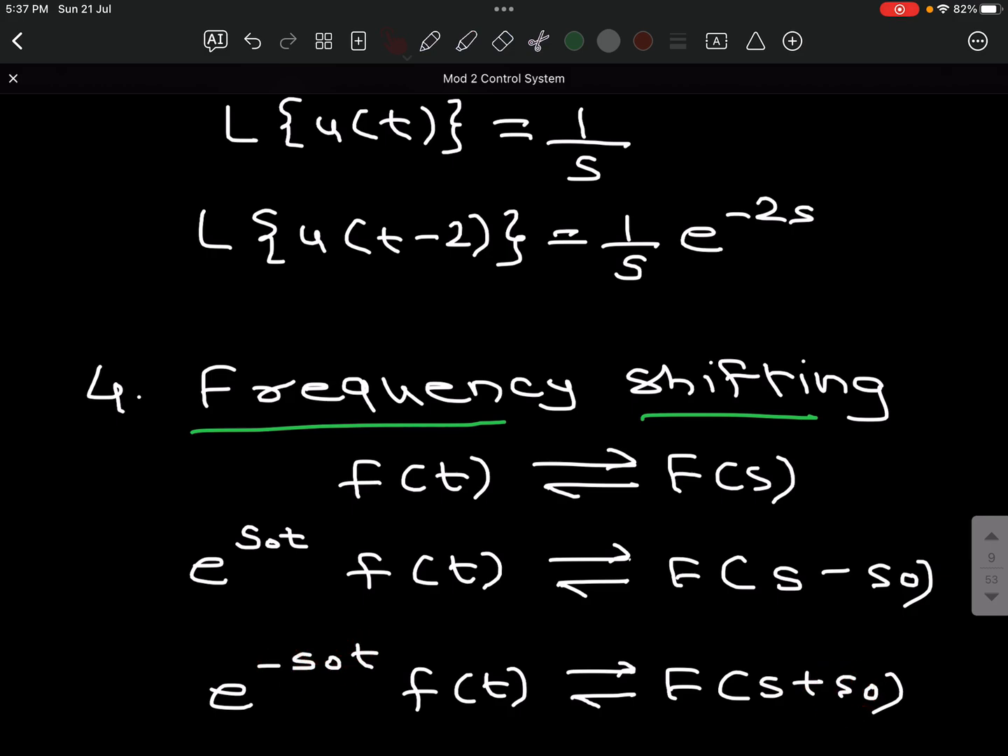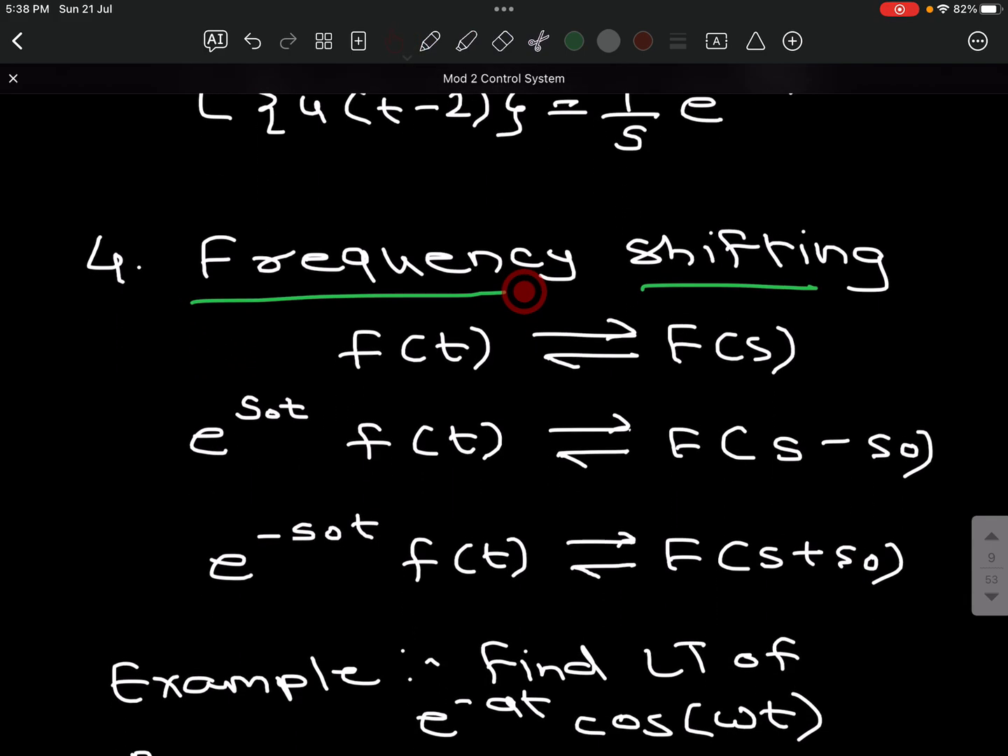The only thing we have to remember is that when we need to shift the frequency, we need to multiply the signal by an exponential signal, and if we need to shift the frequency by plus s0, it will be e raised to minus s0 t.